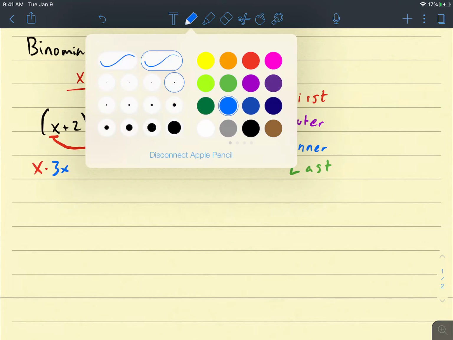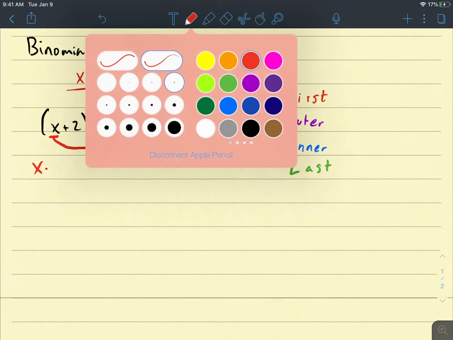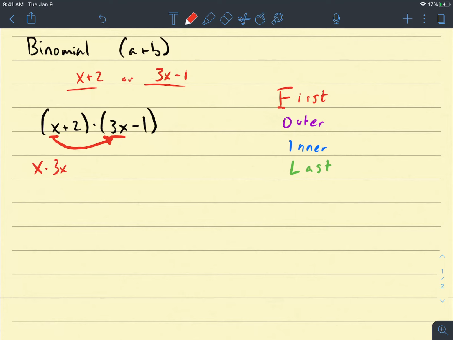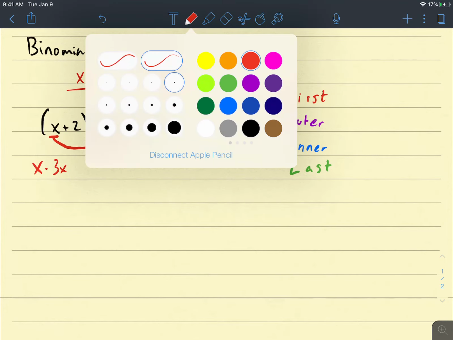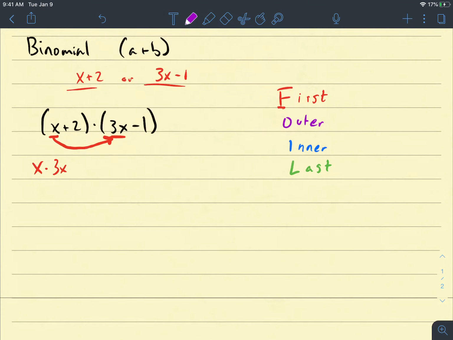All right. Now let's just keep it all in red. X times 3x. So that's first. And now we're going to do the outer. All right. We're going to do outers. These are the ones on the outside.